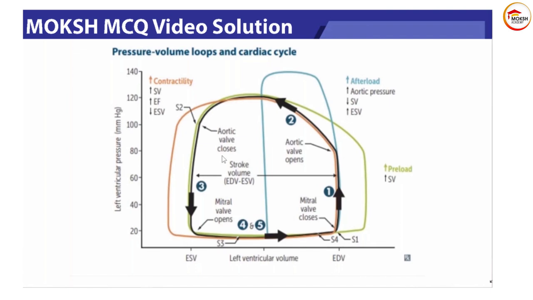The entire thing: aortic valve opens, aortic valve closes, right? Here the aortic valve closes. Now there will be a decrease in pressure without change in volume. This is called isovolumetric relaxation. Number 3 is called isovolumetric relaxation. Isovolumetric because volume doesn't change.